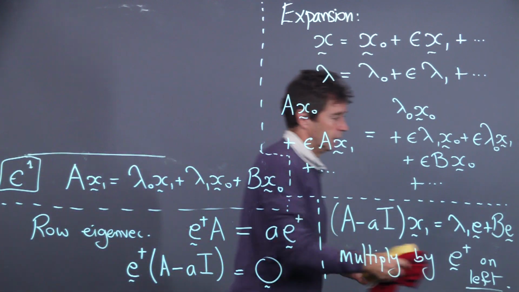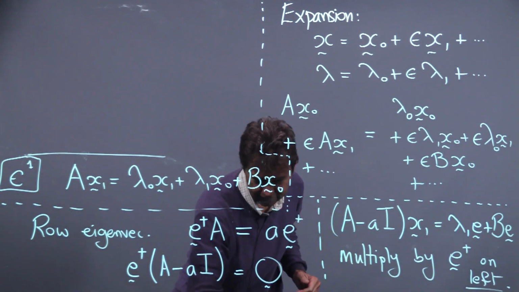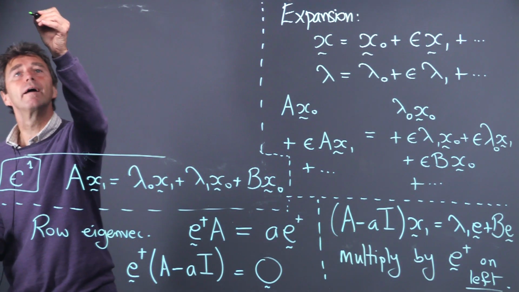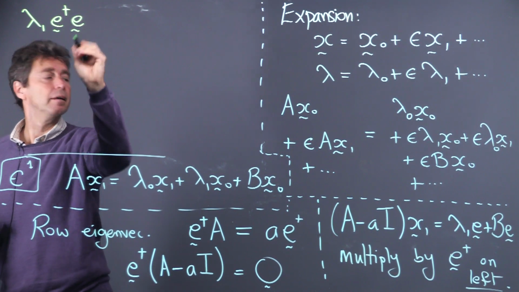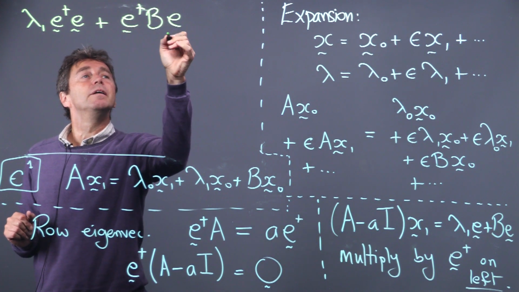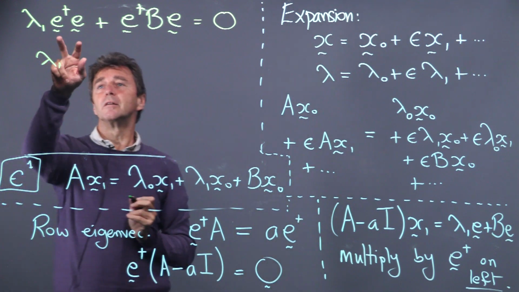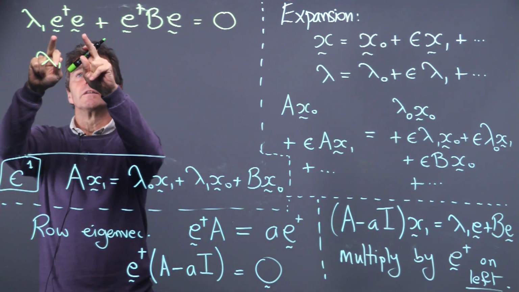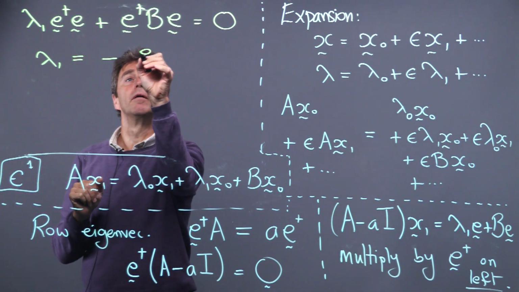All right, so having done that, let's just go through to the result. And let's change color. So I've multiplied by the e dagger. The left-hand side has gone away. I get minus lambda 1 e dagger multiplying e, plus e dagger multiplying B e. That's going to have to be 0. So I'm just going to solve this for lambda 1. This is just some number, the multiplication of a row with a column vector. So that's a number. I'll take this term to that side and divide by it. This is my formula for lambda 1.